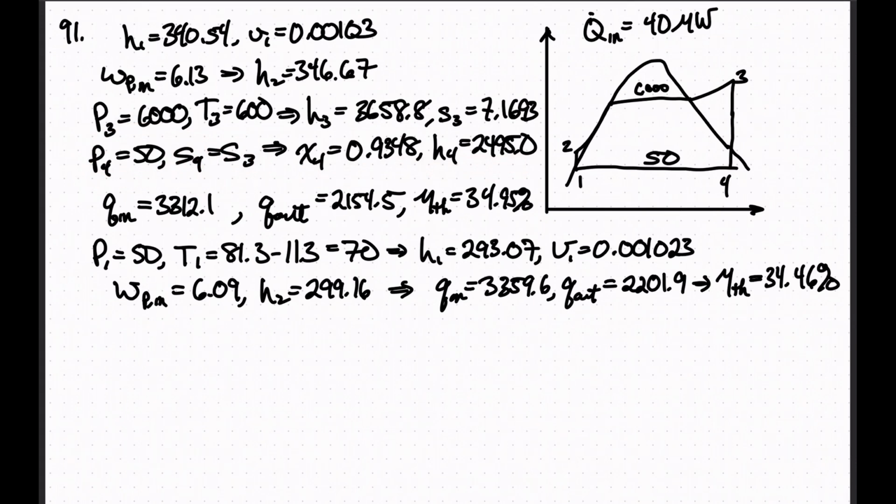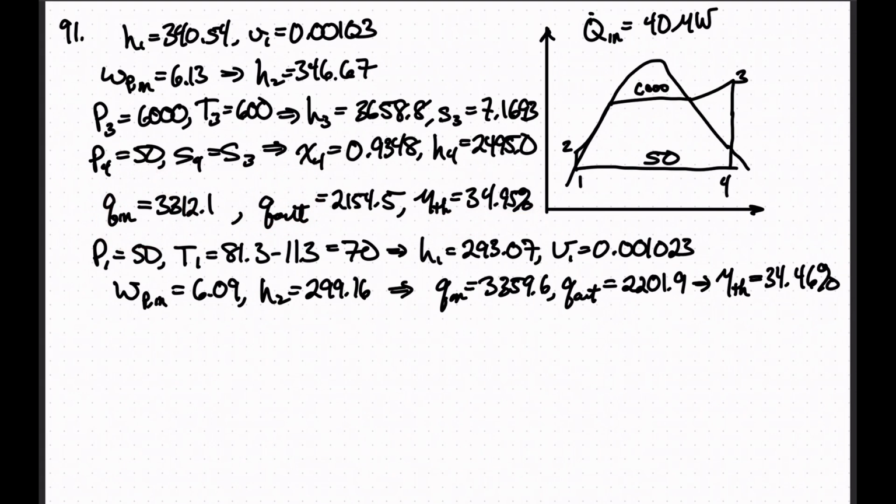Now we have the enthalpy at all of our inlets and outlets, so we can get the specific heat going in, which is just H3 minus H2, and the specific heat going out, which is H4 minus H1. From this, we can get the efficiency, which is just 1 minus the ratio of Q out over Q in. That winds up being about 35%.